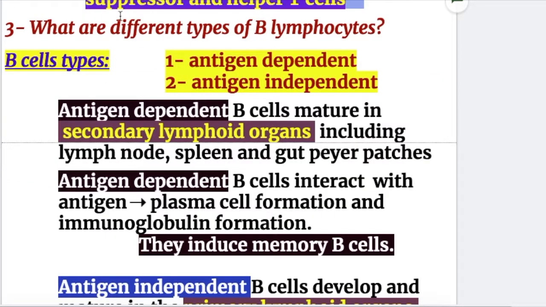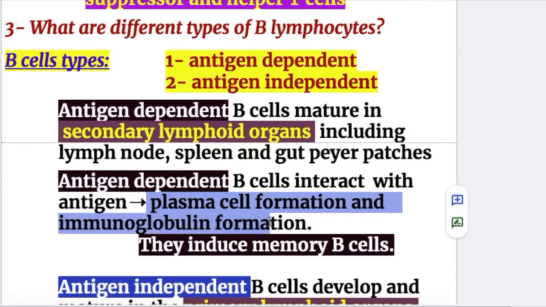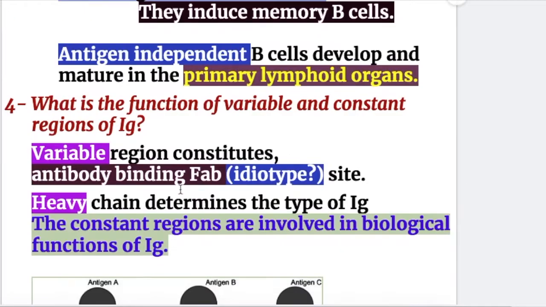Question number 3. What are different types of B lymphocytes? The two types. Number 1, antigen dependent, and number 2, antigen independent. Antigen dependent B cells mature in secondary lymphoid organs including lymph node, spleen, and gut Peyer's patches. Antigen dependent B cells interact with antigen and convert it to plasma cell, and immunoglobulin formation occurs. They also induce memory B cells, whereas antigen independent B cells develop in the primary lymphoid organs.